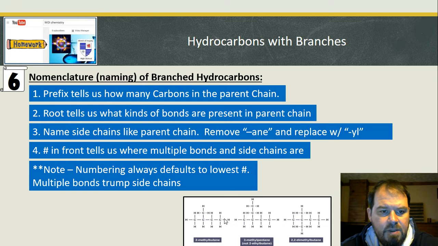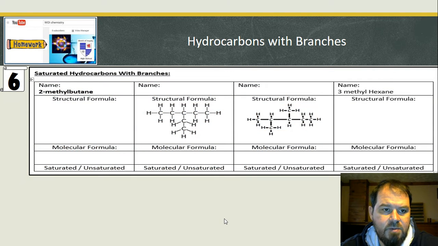The examples cover the spectrum of what we need to know. And then the lowest number wins rule still applies to this too. So I have to count from both directions to make sure I get the lowest numbers possible. So let's get into this. There are 8 of these examples.